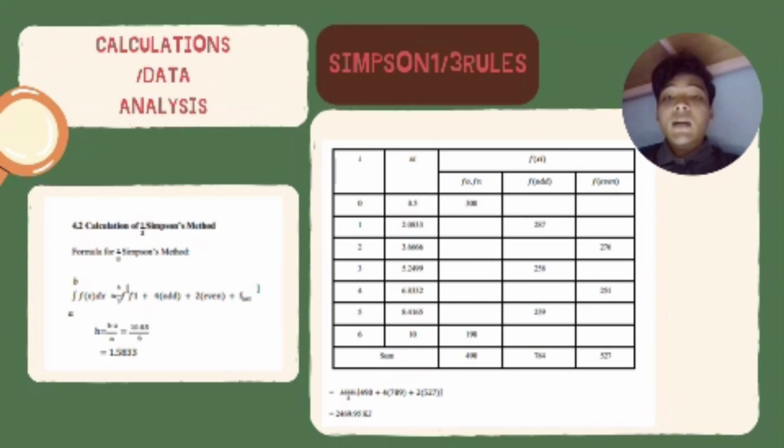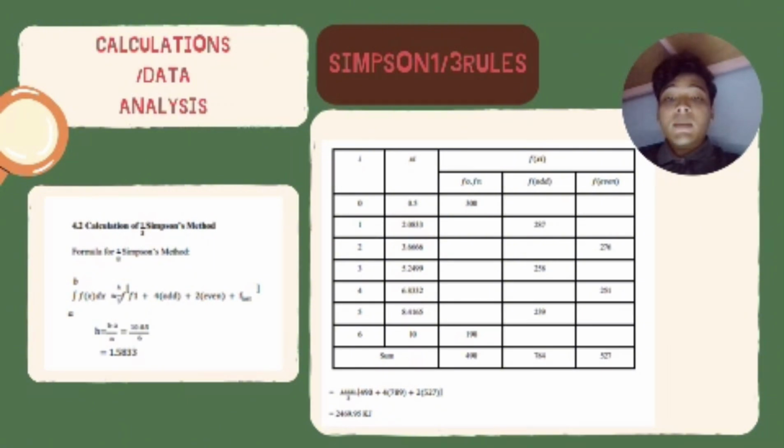For the third step, we extract data from the table. f(x0) equals 300, as you can see in the table, which is the first row, and f(xn) equals 190, which is the last row. And for the odd, the sum of f(xi) equals 784, the sum of values in the f odd column, and the even sum of f(xi) equals 527, the sum of values in the f even column.